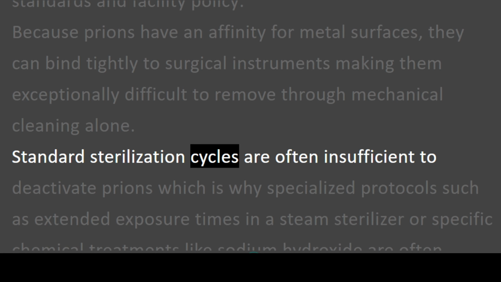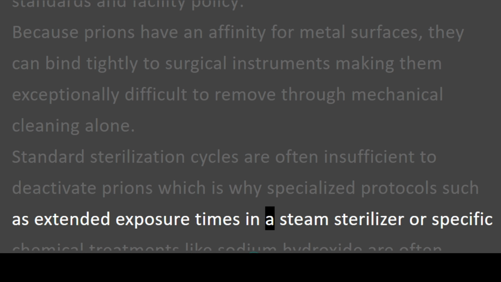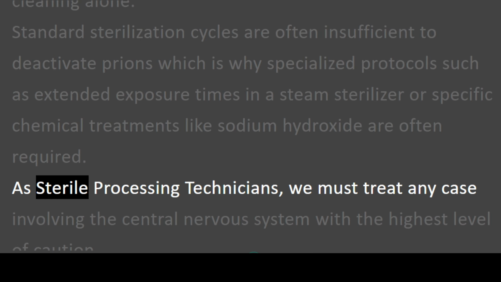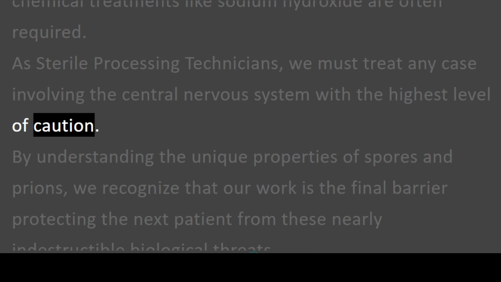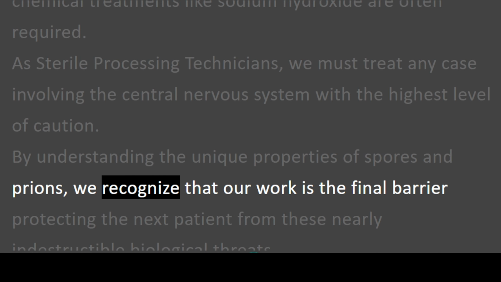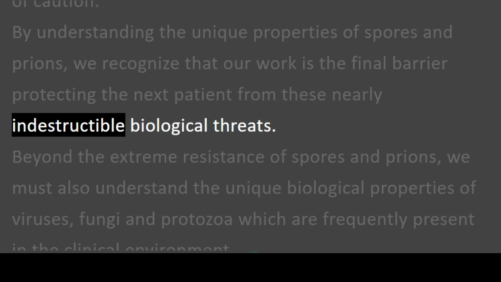Standard sterilization cycles are often insufficient to deactivate prions, which is why specialized protocols such as extended exposure times in a steam sterilizer or specific chemical treatments like sodium hydroxide are often required. As sterile processing technicians, we must treat any case involving the central nervous system with the highest level of caution. By understanding the unique properties of spores and prions, we recognize that our work is the final barrier protecting the next patient from these nearly indestructible biological threats.